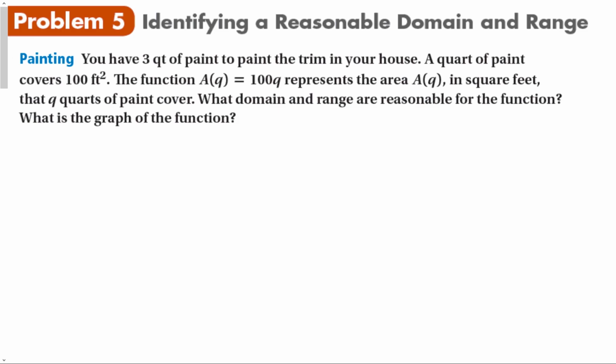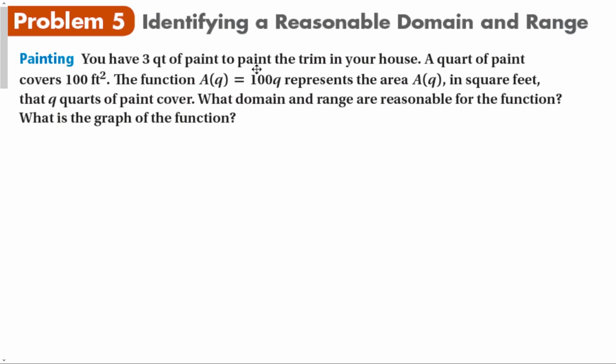So you have 3 quarts of paint to paint the trim in your house. A quart of paint covers 100 square feet. The function a of q equals 100q represents the area, a of q, in square feet that q quarts of paint cover. What domain and range are reasonable for the function, and what is the graph of the function? First of all, good names for my function here. Area, dependent on how many quarts of paint that you buy.